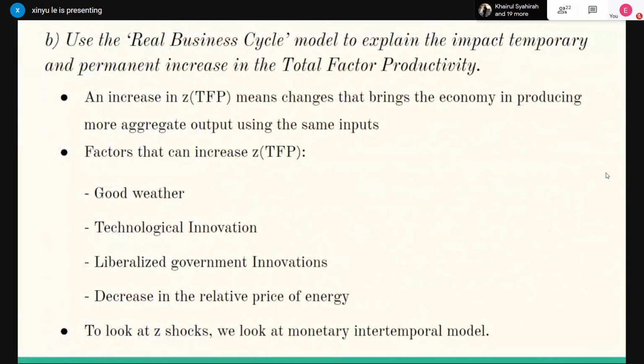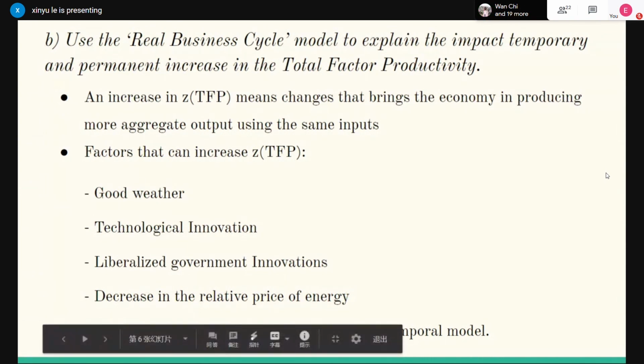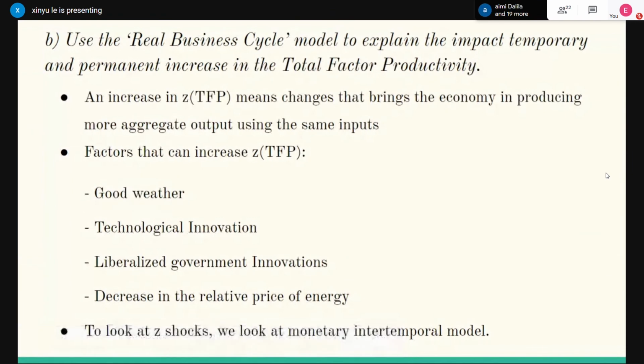All right, you're ready? Now, the use of RBC to explain the impact of a temporary or permanent increase in total factor productivity. That means Z is a function of total factor productivity. So my question is: is total factor productivity the same as productivity shock? Because I can hear you guys saying productivity shock and then after that total factor productivity. So which is which?